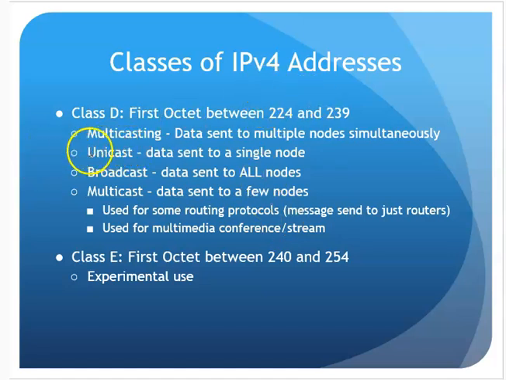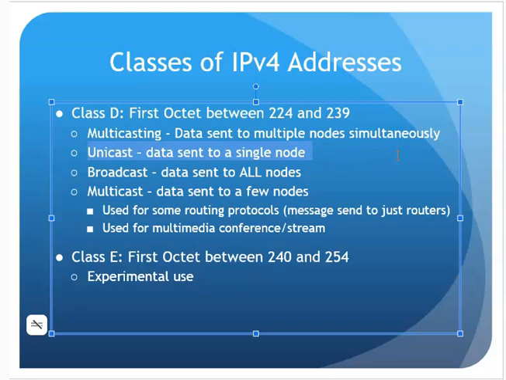A unicast is a message going to a single node. Uni, like unicycle has one wheel. Unicast is a message going to one node, one computer. A broadcast is a message going to all computers on the network. So a message goes into the switch and it goes out all ports to all devices. And that might be just as simple as my computer starting up going, hey, is there a server out there that can give me an address? That'd be a broadcast. And that's going out, and hopefully the server will hear it and respond to me. That's a message going to all nodes on the network.